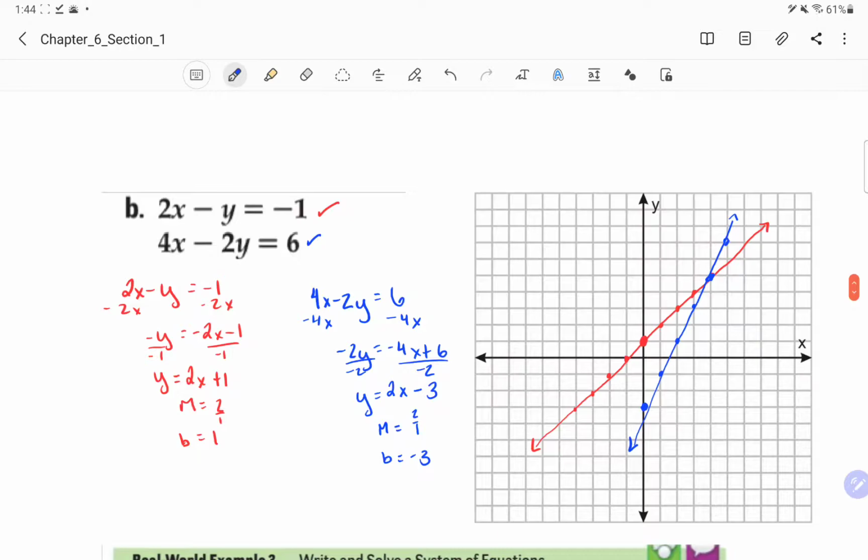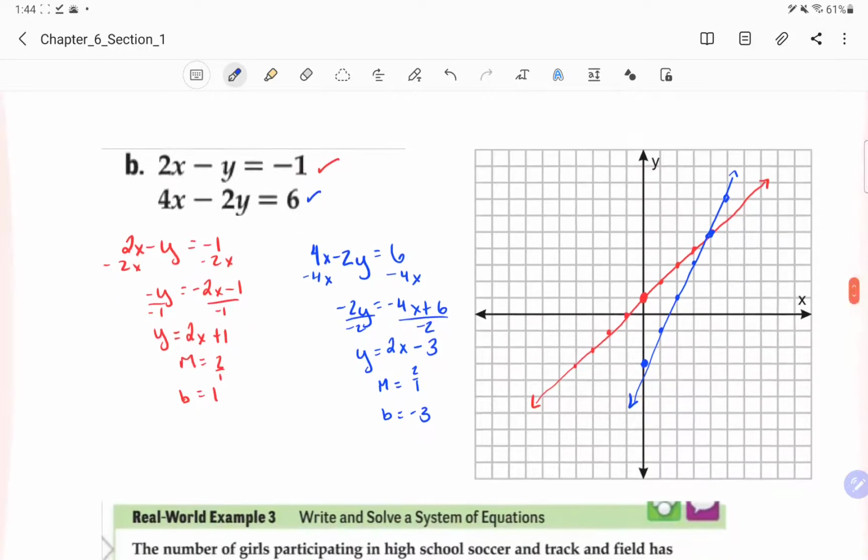Okay, so for B, when you graphed these, before you could go graph them, you needed to solve them and get them into that y equals mx plus b form. So I subtracted 2x from both sides here to get -y, and then I divided by -1 to get rid of that, leaving me with y is equal to 2x plus 1. So you change the sign of everything when you divide by -1. That left me with a slope of 2 and a y-intercept of 1.